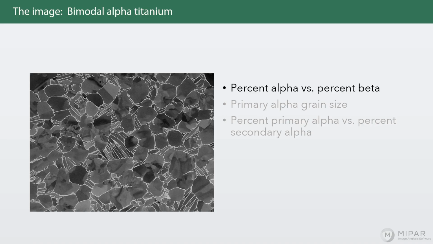So over the course of 2 lessons, we're going to separate the alpha from the beta, and then we're going to separate the alpha into primary and secondary. So our lesson today will just be percent alpha versus percent beta. We're going to find the beta and the alpha. And in the next lesson is when we'll divide the alpha up into primary and secondary, and then we can get a primary alpha grain size and the fraction percentage between those two.